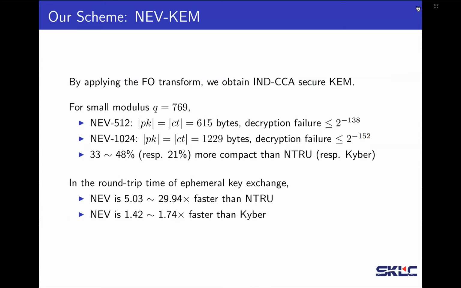By applying a full transformation, we can obtain a pure path. More concretely, for a small modulus q equals 769, this level 1 secure scheme achieves public key size plus ciphertext size of 650 bytes with decryption failure less than or equal to 2 to the power minus 138. For level 5 security, our scheme achieves public key size and ciphertext size of 1,929 bytes with decryption failure less than or equal to 2 to the power minus 150.